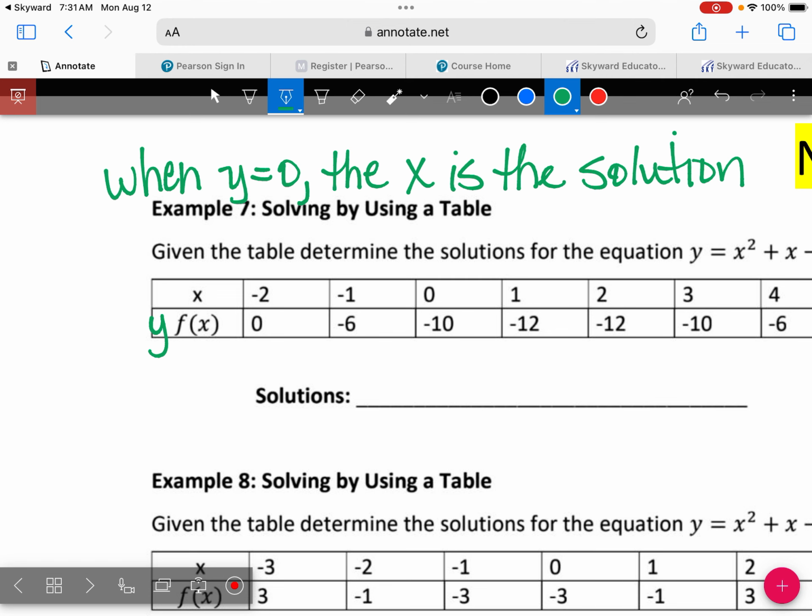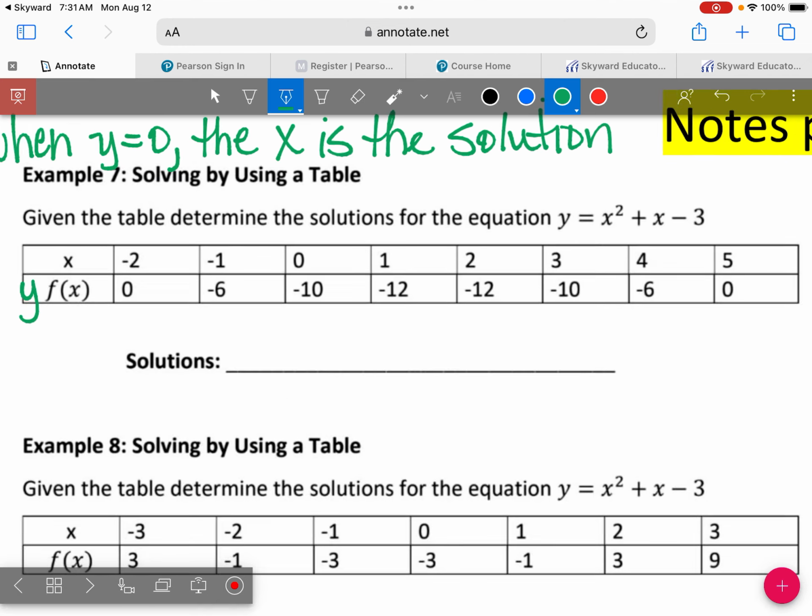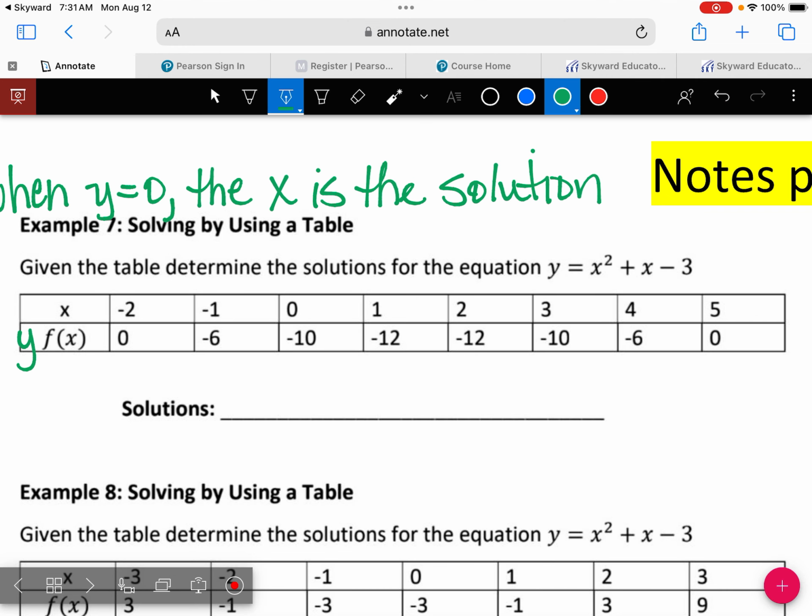So there are two places where y is equal to 0. So I want you to look at your table and give me those two solutions. So look at your table. This is y. Whenever y is equal to 0, that x is your solution. So when does y equal 0?